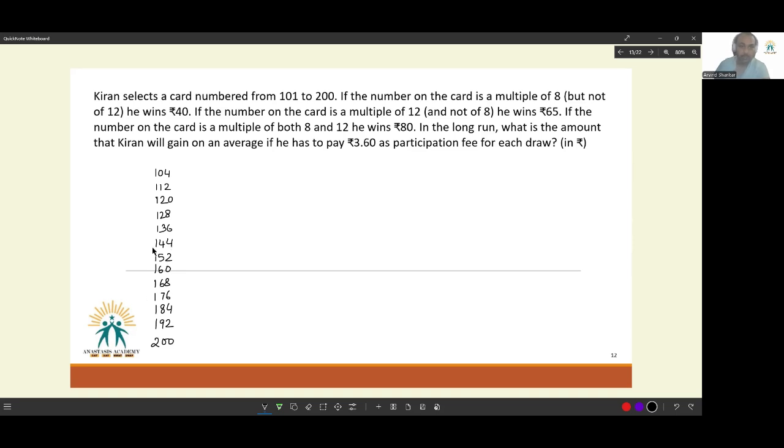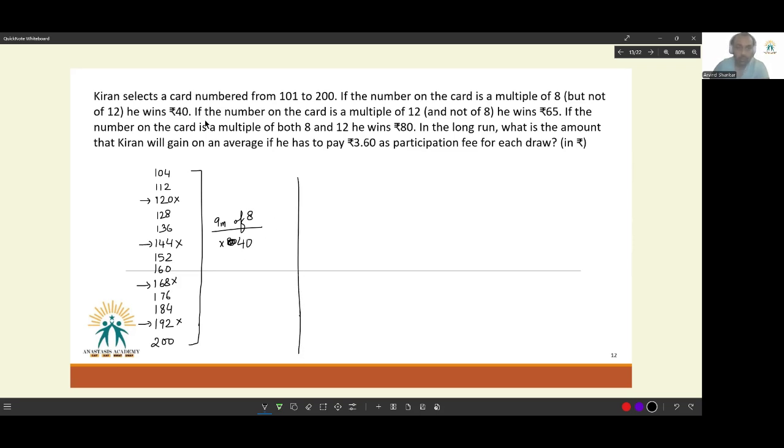Now from these, I have to first find only multiples of 8, but not 12. This is a multiple of 12, so rejected. This is a multiple of 12, so rejected. This is a multiple of 12, so rejected. And this is a multiple of 12, so rejected. 1, 2, 3, 4, 5, 6, 7, 8, 9. There are 9 multiples of 8 that are worth considering, that are also not multiples of 12. And in these cases, he wins 40 rupees.